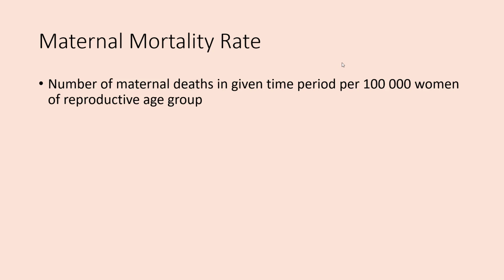Maternal mortality rate is the number of maternal deaths in a given time period per 100,000 women of reproductive age group. Here the denominator is 100,000 women of reproductive age. Keep in mind this 100,000 is a value for Sri Lanka. In some of the other countries where they have higher maternal mortality rates, they use 10,000. If it is lower, they can go for 1 million. But in Sri Lanka, we generally use per 100,000. So this is maternal mortality rate.